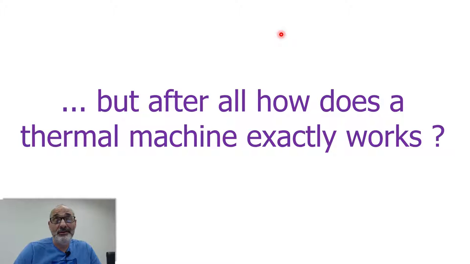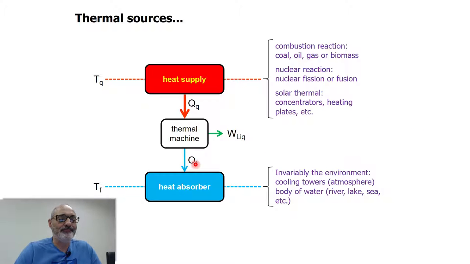But to calculate that, I need to understand how exactly a thermal machine works. I'm going to explain. So, taking back our reasoning, that's our thermal machine. Inside here, you have a working substance executing a cycle. This working substance absorbs heat from a heat supply, rejects heat to the environment, and exports some amount of exergy.